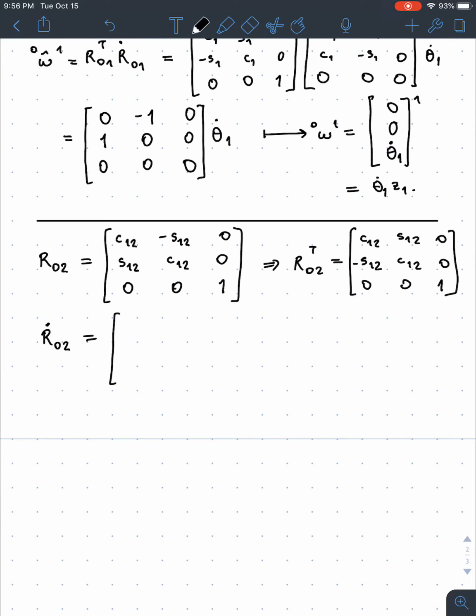Okay, so what we're going to have to do is take the time derivative of each element in this matrix. Take the time derivative of every element in this matrix, right? That's what we need to do.